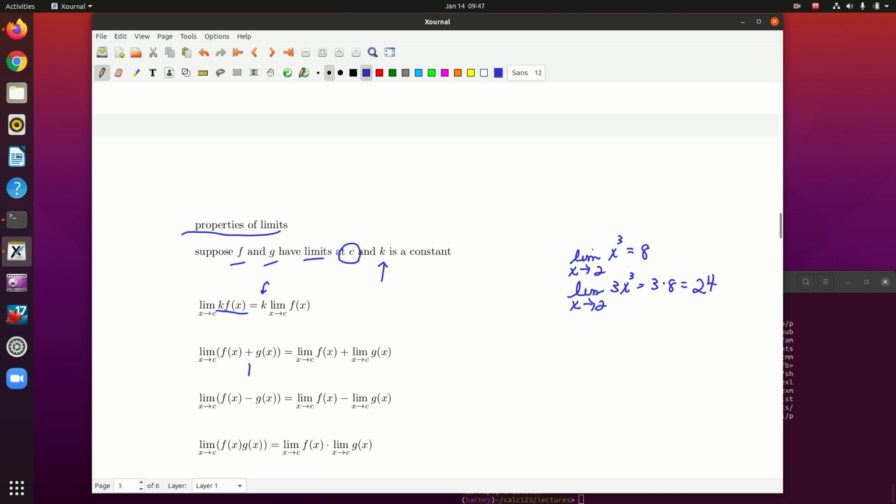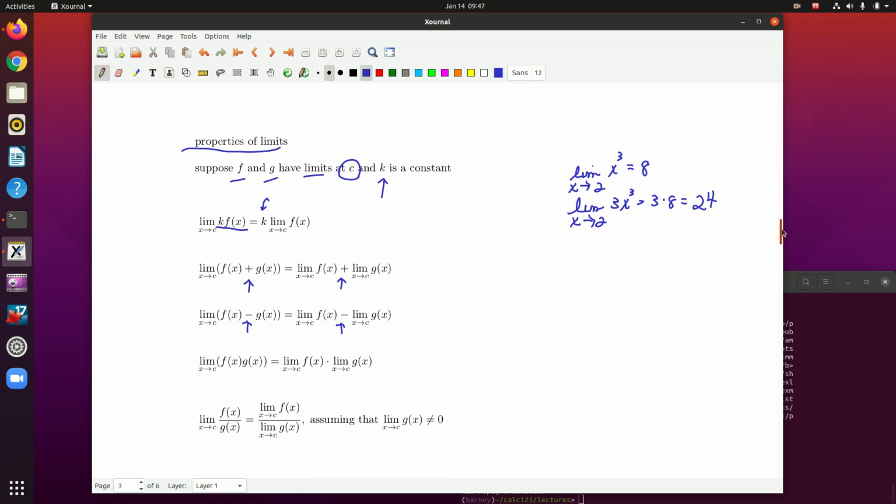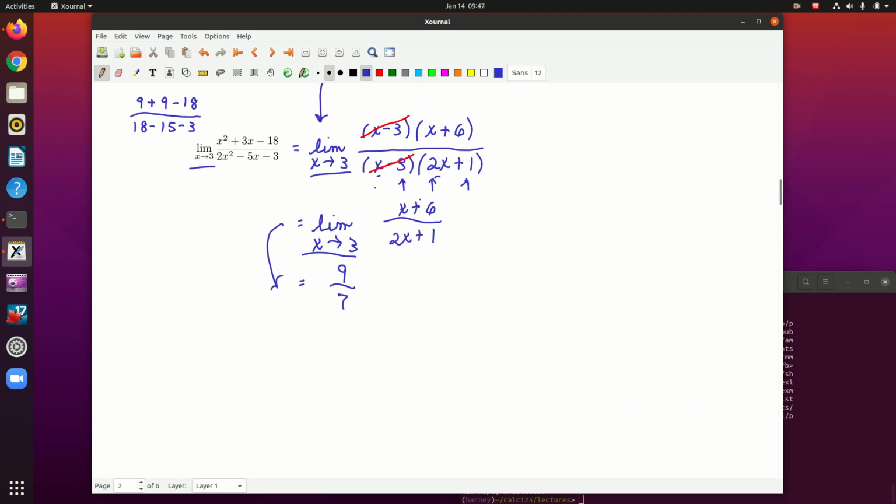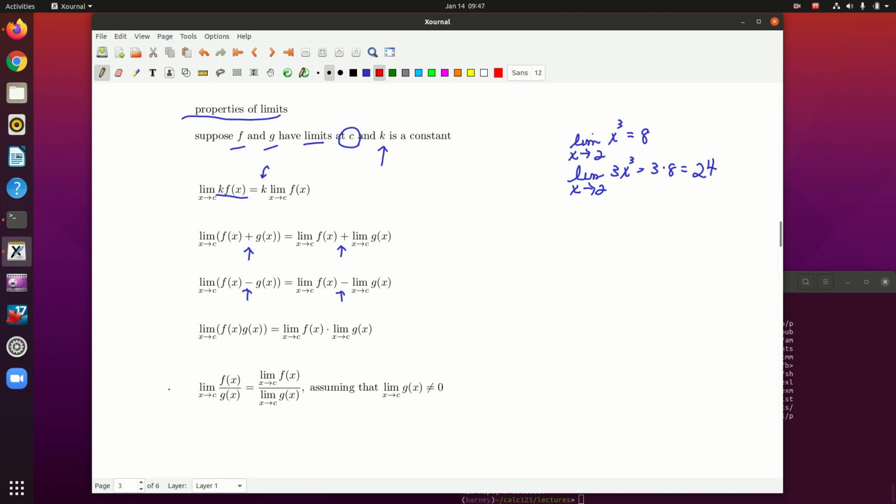This is saying that if you add two functions, the limit is just the sum of the two limits. If you subtract, then you subtract the limits. If you multiply, then you multiply the limits. And no surprise, if you divide, you divide the limits. Now if you think about it, we've already been using these properties, right? When we did this problem up here, we took the limit of the top and said, okay, we know that's going to approach 9. We took the limit of the bottom and we said, well, we know that's going to approach 7. And so we're really using this property here. That's how we got the 9/7.